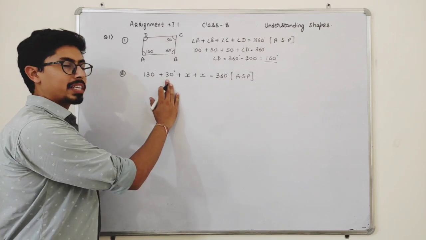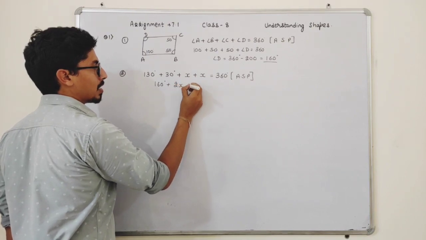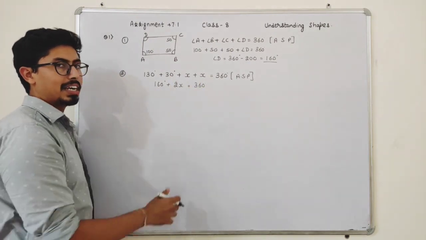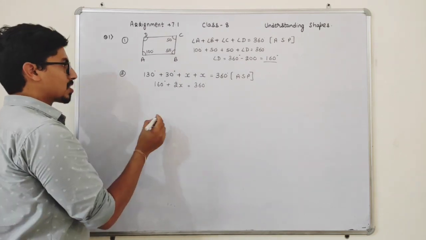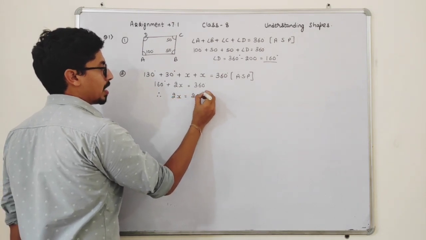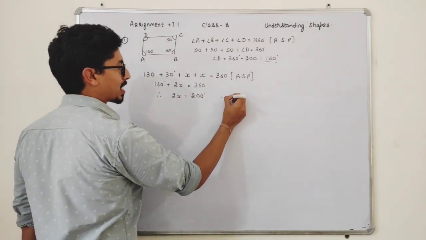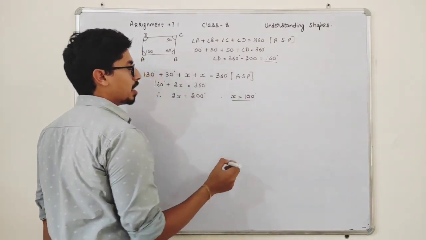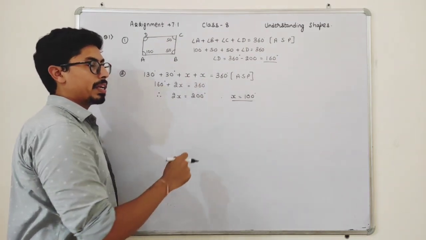See, this will be 160 plus 2x, and 360 degrees as it is. 160 is in addition, so when it goes to the right-hand side, it will be subtraction. So 360 minus 160. Therefore, 2x will be 200 degrees. 2 is in multiplication, and when it goes to the right-hand side, it will be division. Therefore, x will be 200 divided by 2, that is 100 degrees. So the answer is 100 degrees. The remaining two angles are both equal, so both will be 100 degrees.